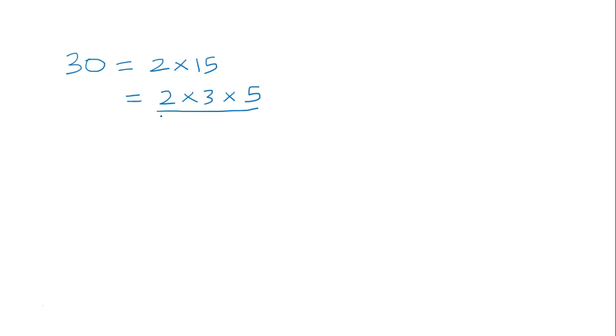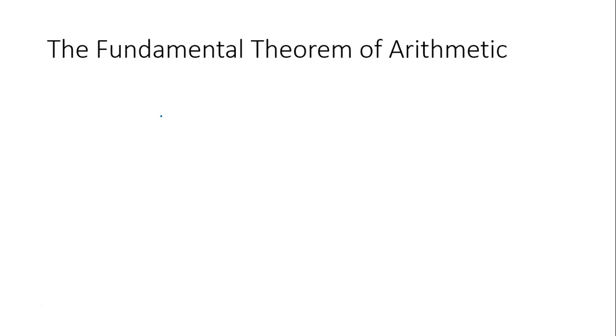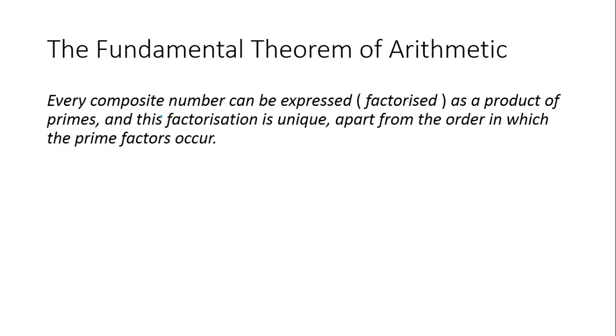Let's move on to the fundamental theorem of arithmetic. It says that every composite number can be expressed or factorized as a product of prime numbers. And this factorization is unique apart from the order in which the prime factors occur. As we saw in the previous example, a composite number like 30 can be expressed as a product of prime factors 2 into 3 into 5, and the important part of this theorem is that this factorization is unique.